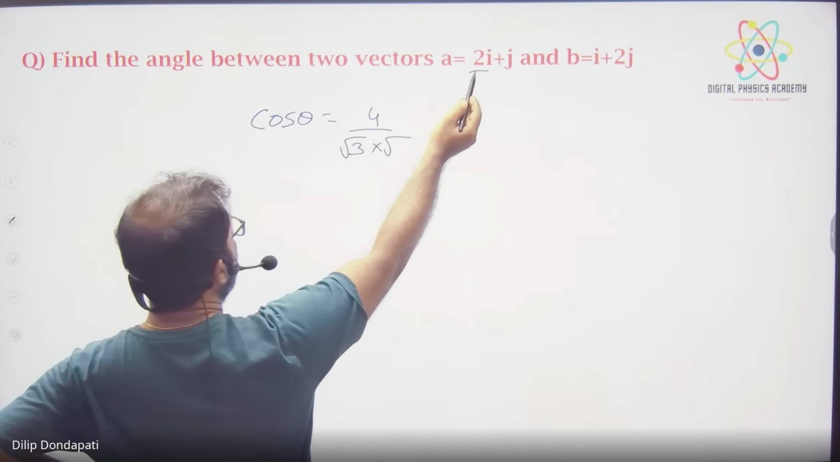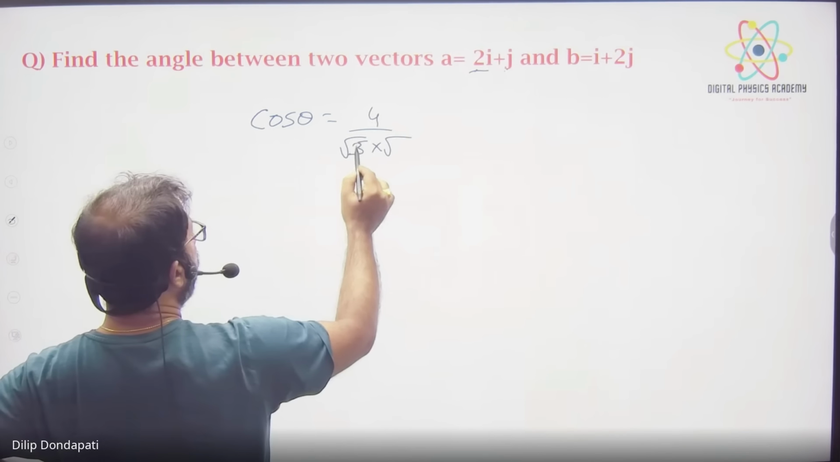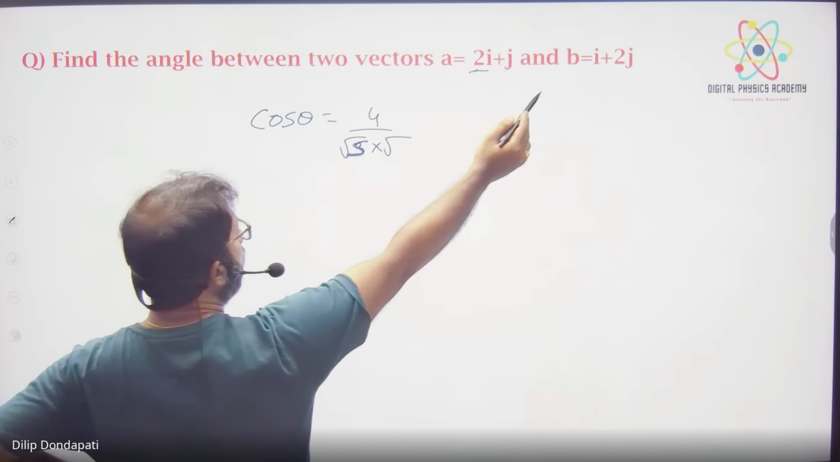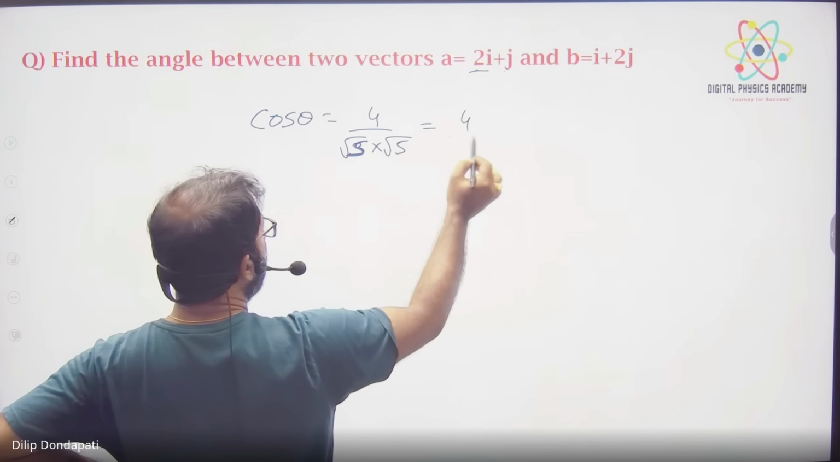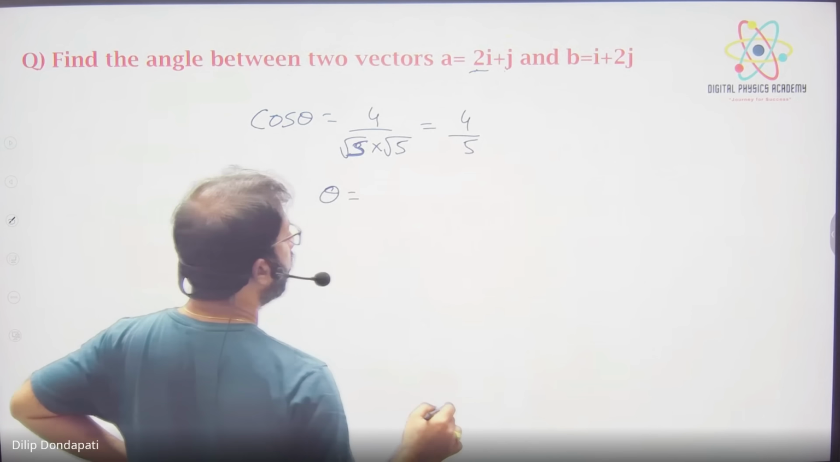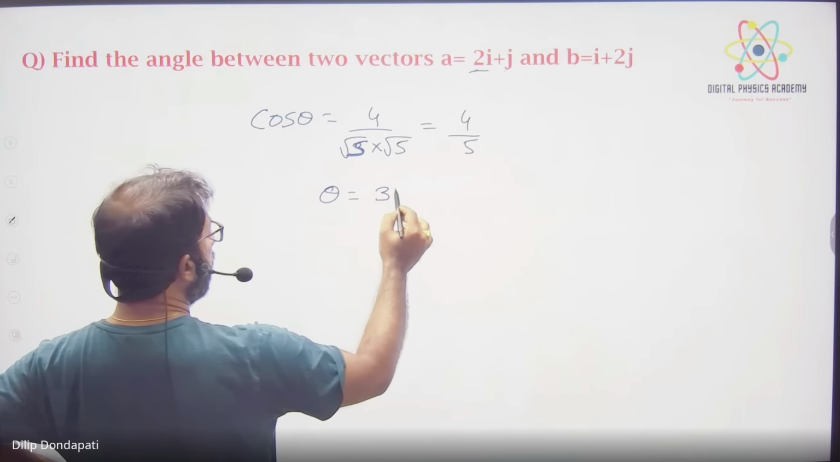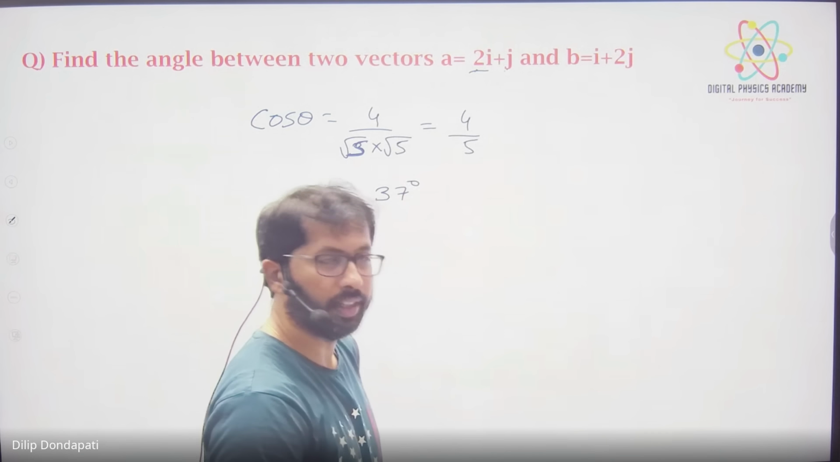Why root 3? Under root A square plus B square. 2 square plus 1, okay, how much? 5. And here under 2 square plus 1 is how much? 5. So it is 4 by 5. So theta is how much? 4 by 5 means 37 degrees. Adjacent by hypotenuse, right? 37 degrees. Again a mistake.